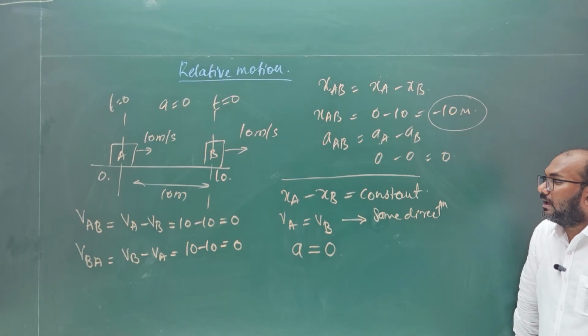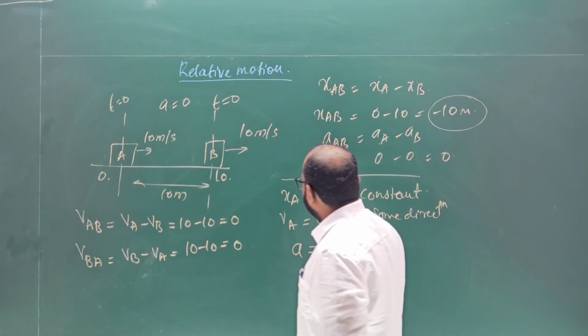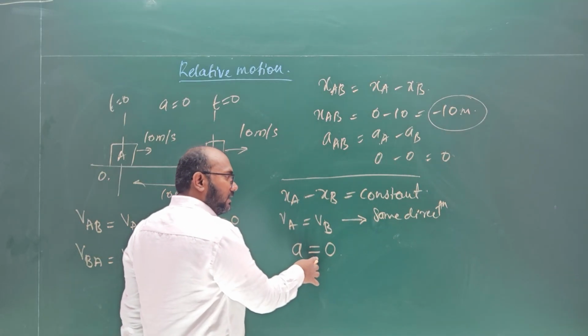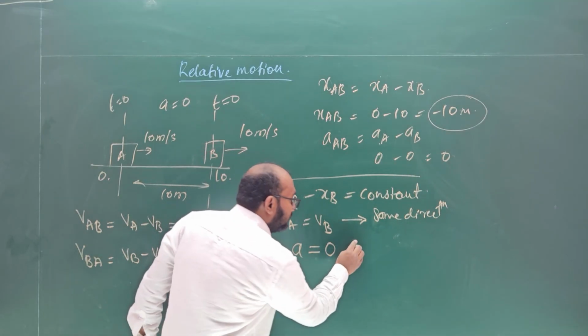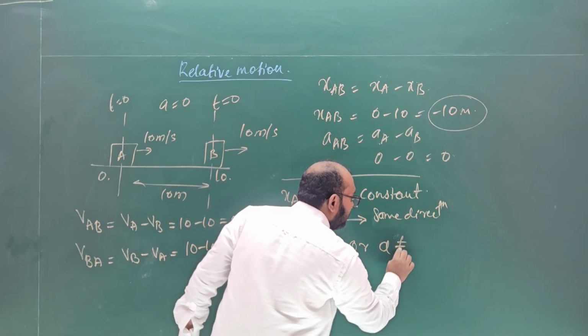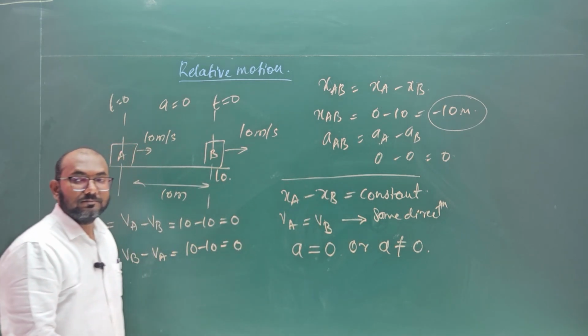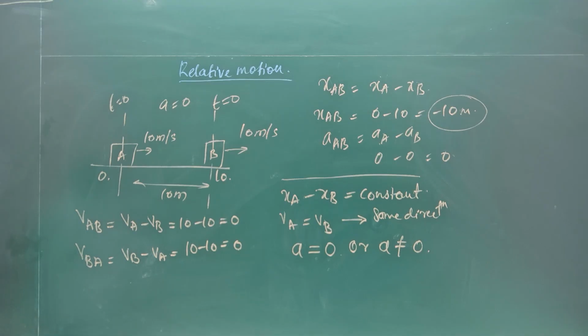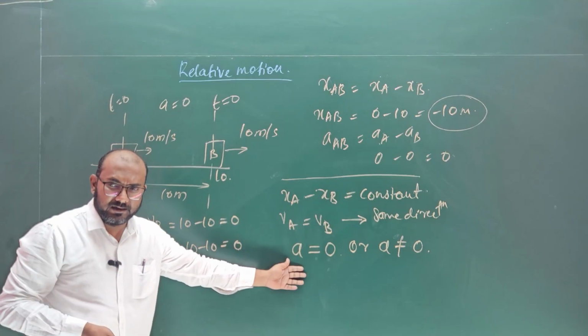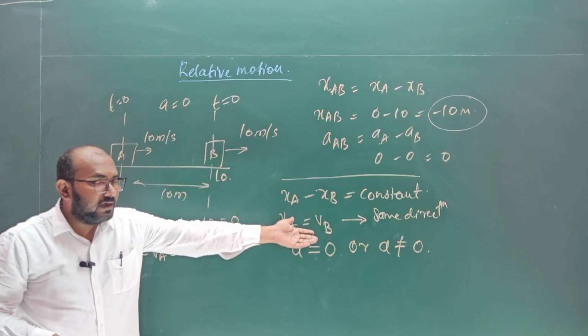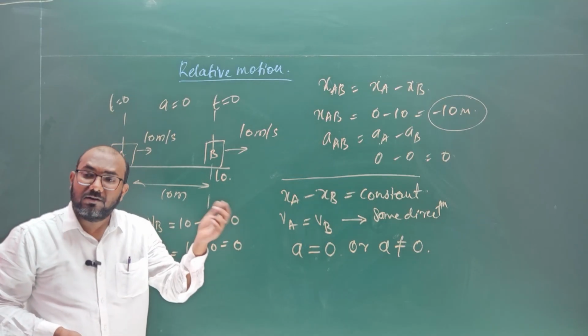No, right? So in this case, A is equal to 0. Yes, it can be 0, or A is not equal to 0. Both are possible. Let us try to understand this. A is equal to 0: velocities are not changing, easily understandable. A is not equal to 0: yes, that can also be possible.